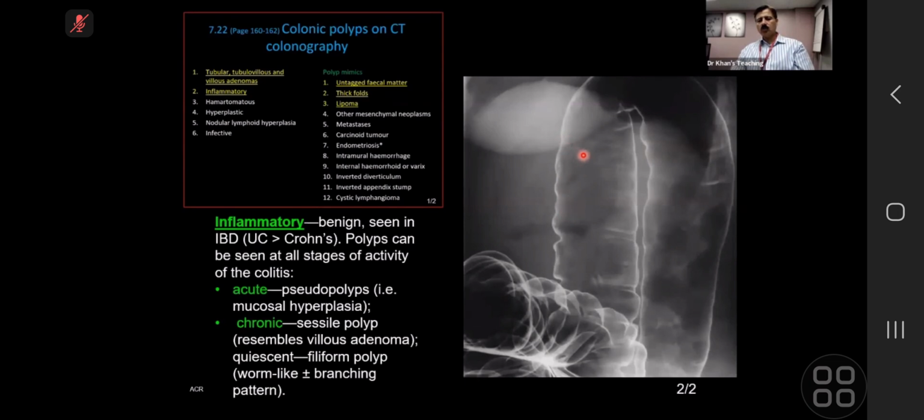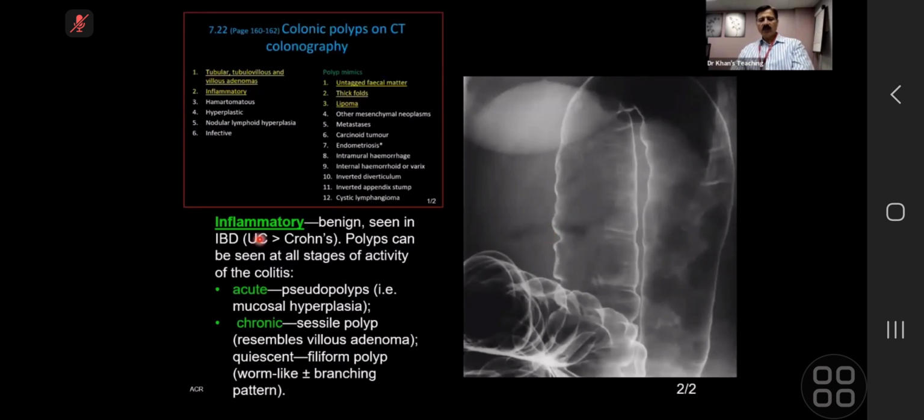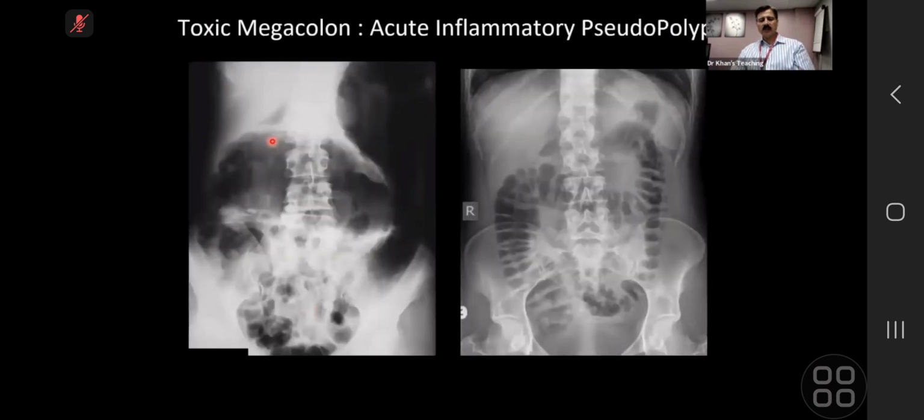So the idea is to develop your eyes to pick up these sessile or worm-like polyps. This, on the other hand, just to revise, if you go back, is an inflammatory polyp in acute stage. These are actually pseudopolyps, and these are explainable on grounds of mucosal hyperplasia. And this film you had done in your plain abdomen, so I'm not showing you plain films today. Having said that, just wanted to make that point.